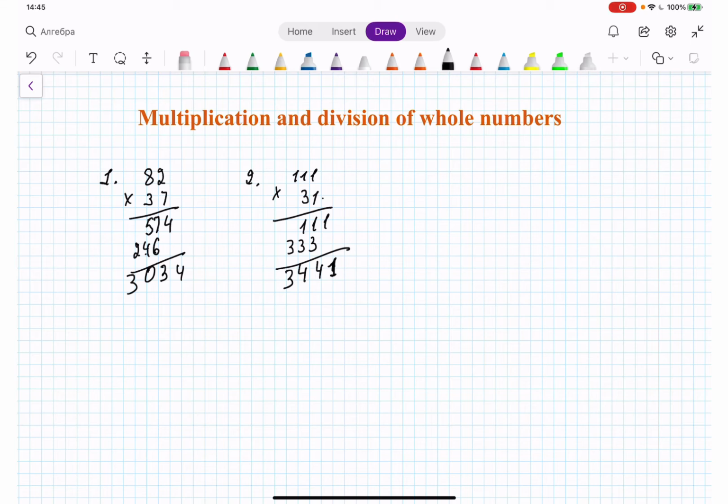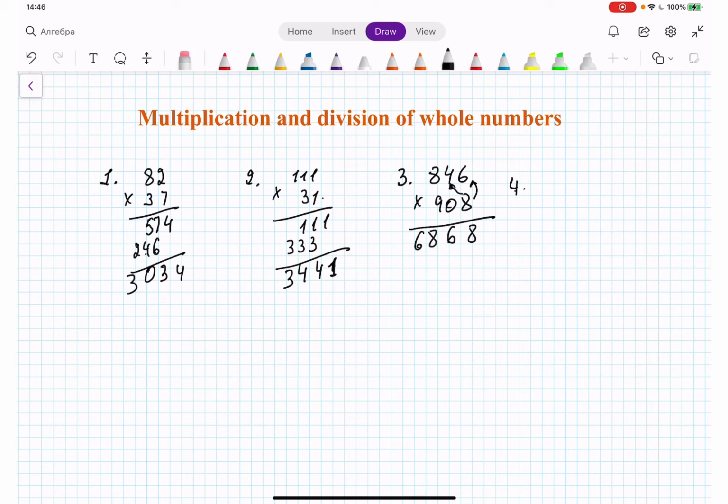Next one. Let me see what is going to be interesting. 846 multiplied by 908. Okay, first 8 multiplying by 846. So 8 times 6 is 48, 4 in mind. 8 times 4, 32, and 4 is going to be 36. 8 times 8, 64, and 4, 68.